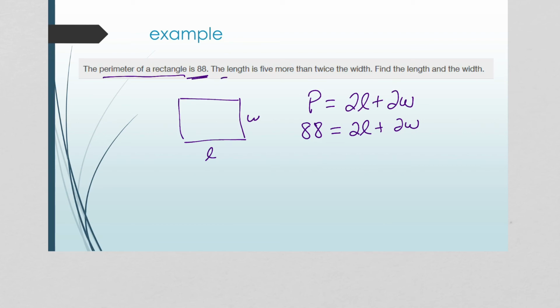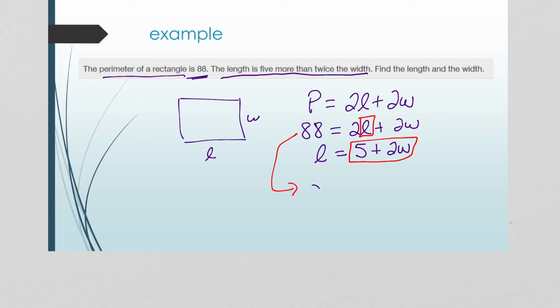The second equation, the length is 5 more than twice the width. So I'm just going to write it in algebraically the exact way that it's written here. Length is 5 more than twice the width, okay? So guess what? I've already got a variable solved for me, so I can take this and I can put it in for L right there. So I'm rewriting this one. So I've got 88 is equal to, and now instead of L, I'm going to put 5 plus 2W.